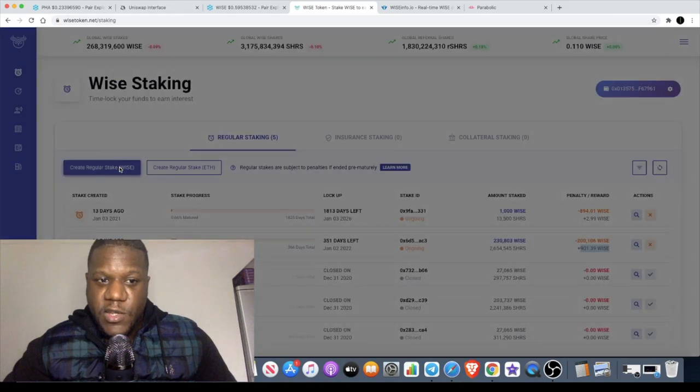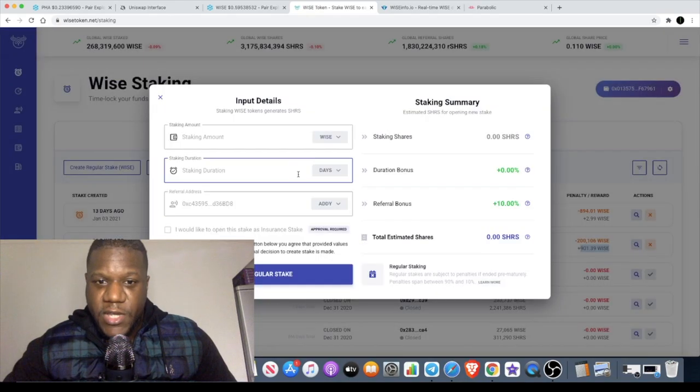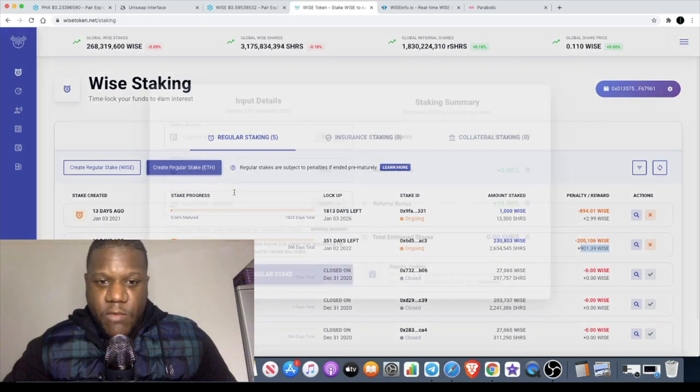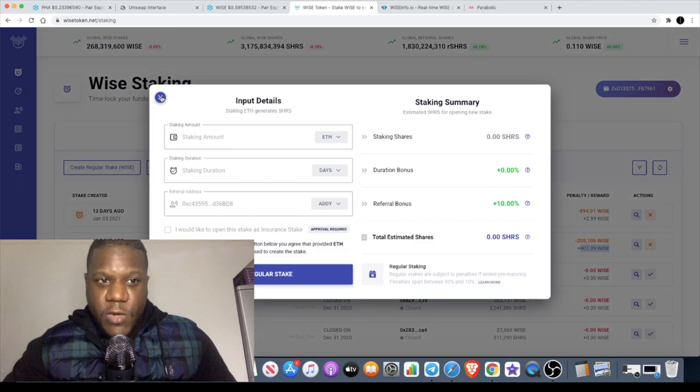Literally all you do is go to create regular stake. You buy your Wise first on Uniswap, of course. And actually, you don't have to buy Wise before you come over to the Wise staking dashboard, right? You can just come straight over if you're holding Ethereum in your private wallet, and you can create a regular stake that way, and it will basically convert your Ethereum into Wise. I do recommend that way, because at least then you're not paying the gas fees on Uniswap and then paying the gas fees on the Wise website.